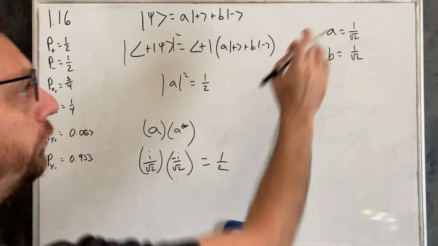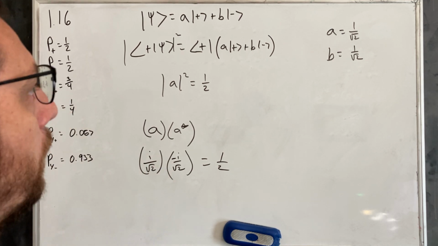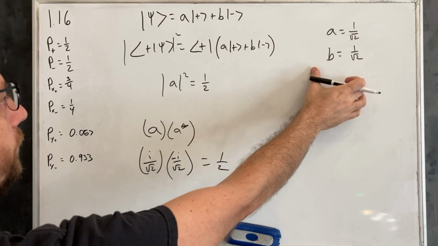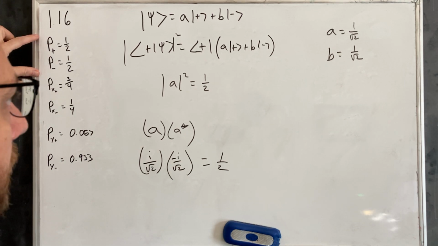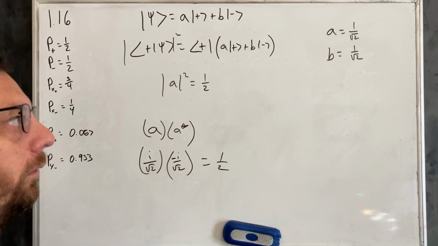I just happened to choose 1 over root 2, but I could have chosen anything. What I chose here, 1 over root 2, 1 over root 2, worked for the z direction, but it does not work for the x direction. So how do we find what will work for both?